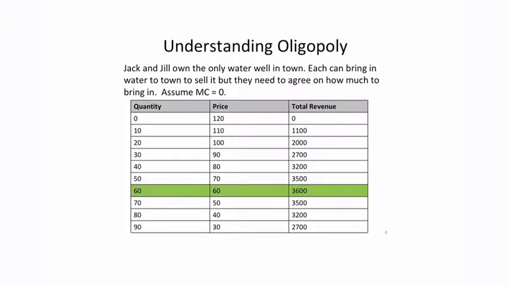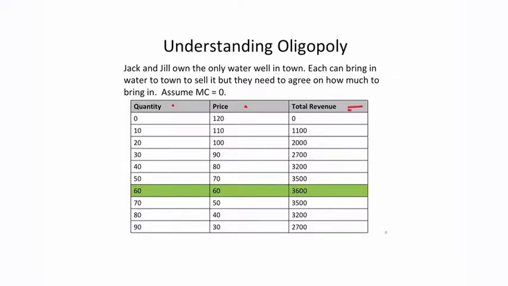As we observe on this table, you can see the quantity of water that they bring into town, the quantity that they produce, and the price of water that they can set. Our total revenue will be equal to our total profits, again, because we are assuming marginal cost is equal to 0. The highest possible revenue, the highest possible profit, is at the point where they produce 60 units of water and charge $60 per unit. Their total revenue is going to be $3,600.